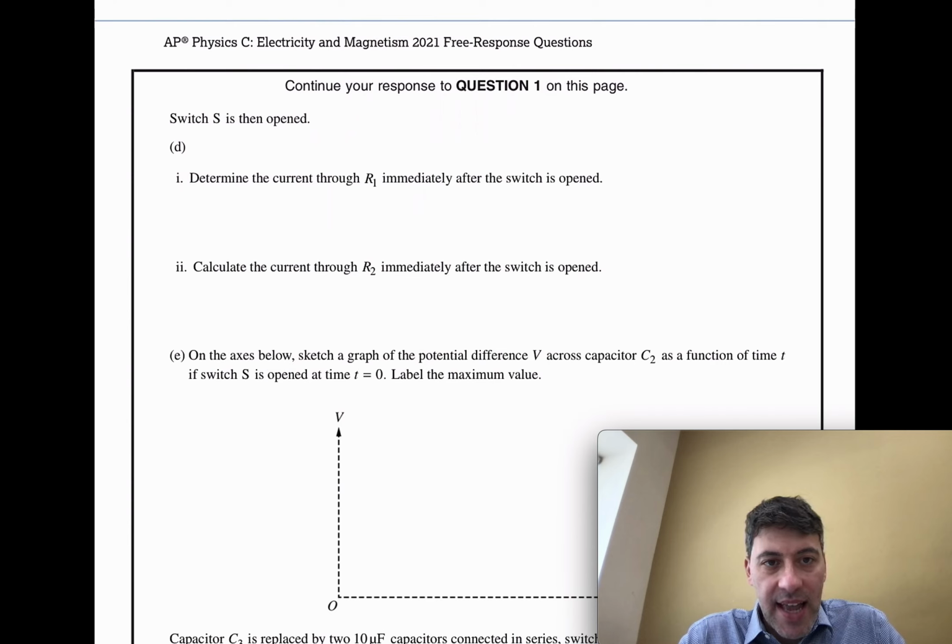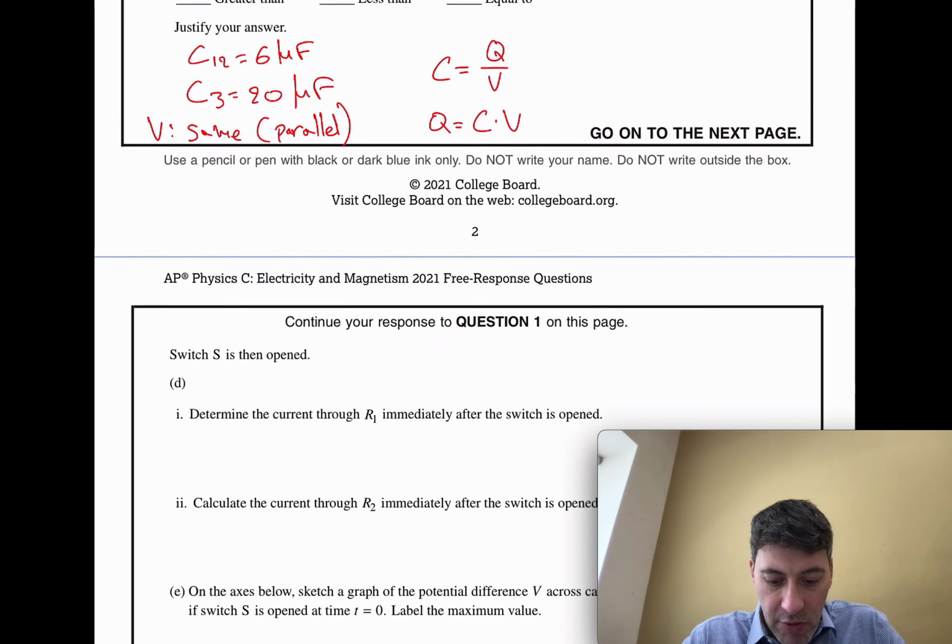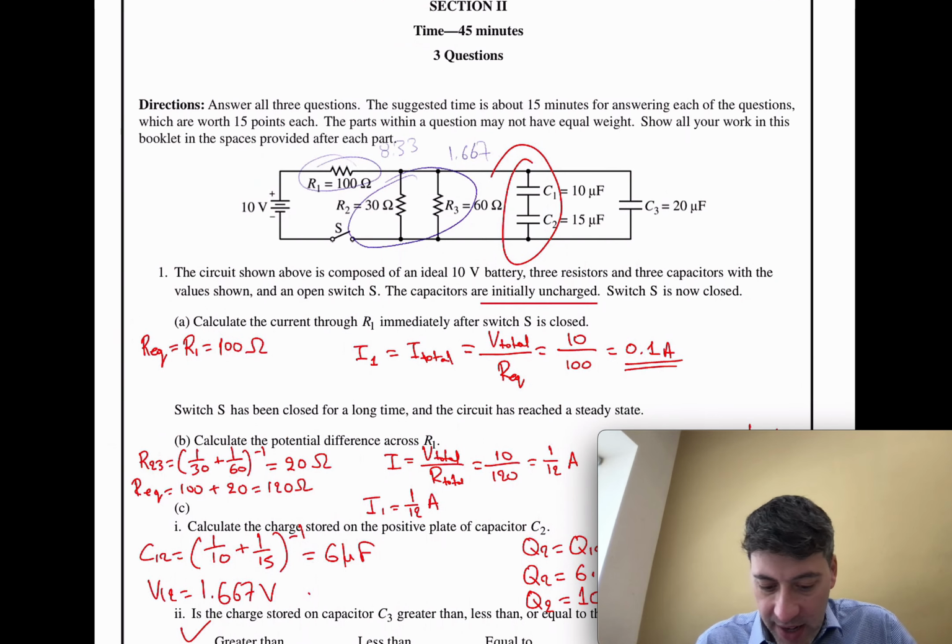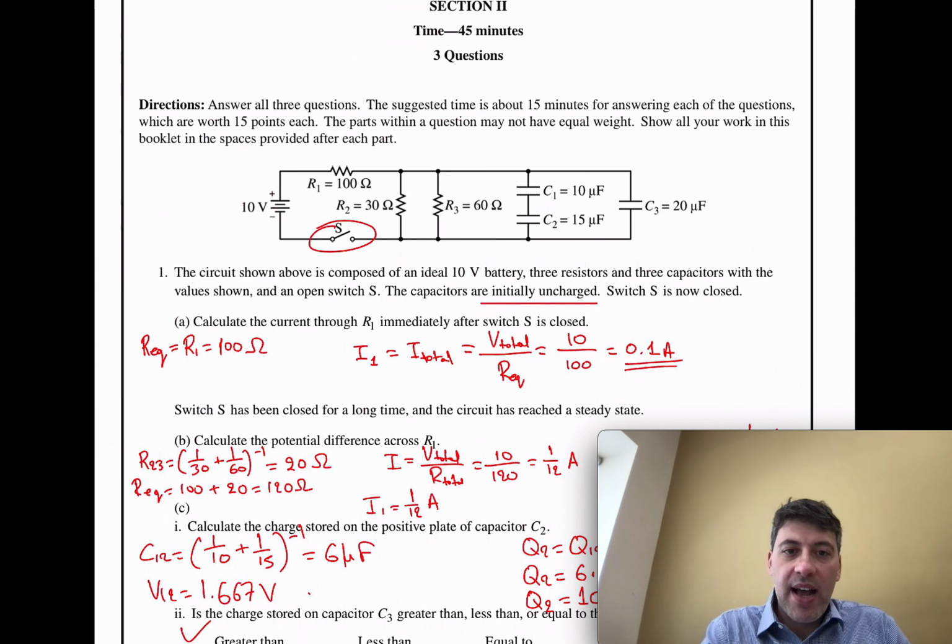where the switch S is opened. Okay, and we need to determine what will be the current in R1 and what will be the current in R2. Now let's first find the switch. So we had the steady state, so there was a value for the current. We open the switch and the battery does not provide current anymore. What provides current is the capacitors.